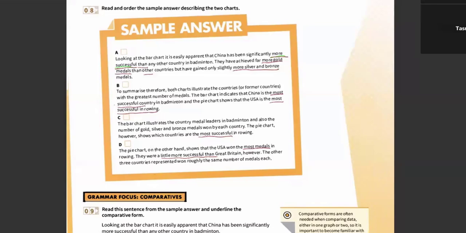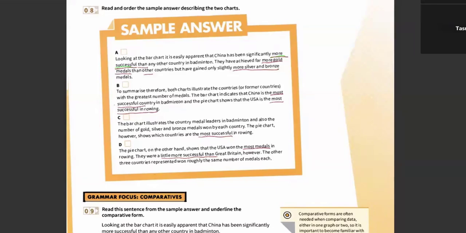So C is the first paragraph, the very introduction part. Very good. Then A should be the second paragraph, which is the main body. Good. Then D is the third paragraph, which is another main body. Very good. And B is the last paragraph, which is the summary. Excellent. Well done. So how did you find that out?